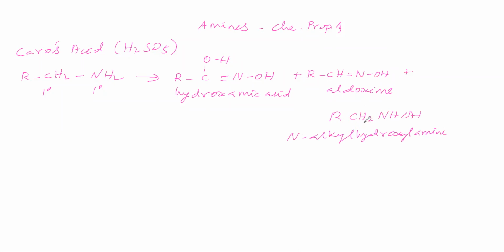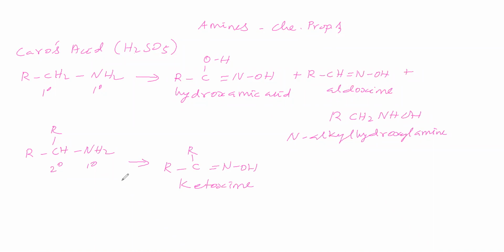Next, we will take a primary amine attached to a secondary carbon. Primary amine means N will have 2 hydrogens. It is undergoing oxidation with Caro's acid to give a compound called ketoxime. Aldoxime means in the place of R, H will be there. It is aldoxime. It is ketoxime.